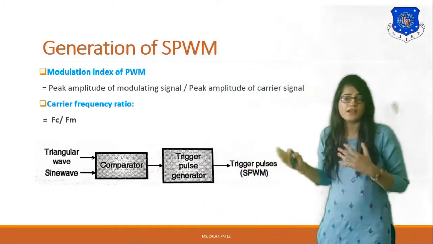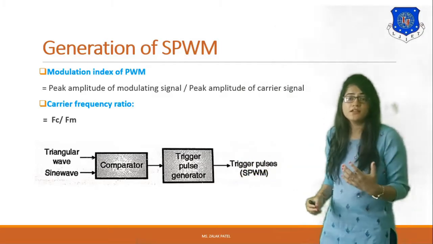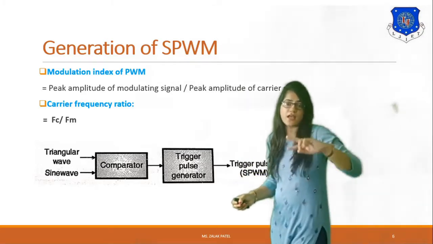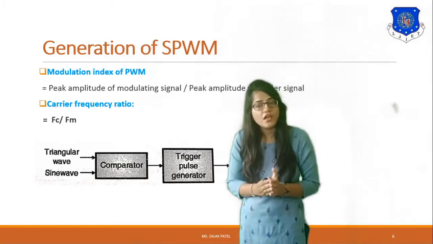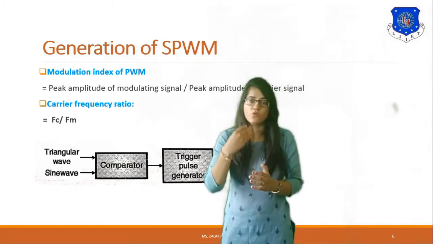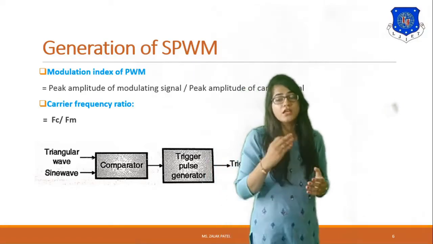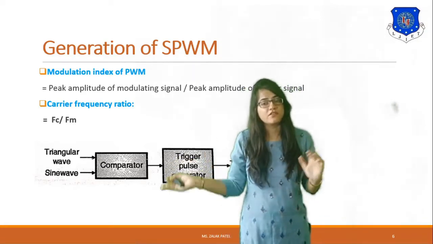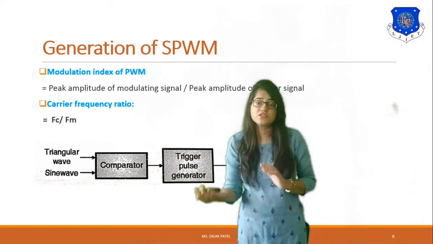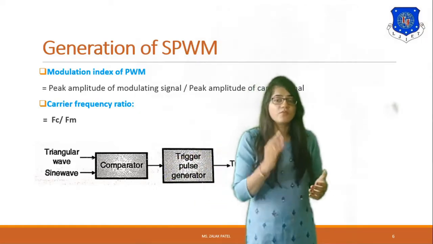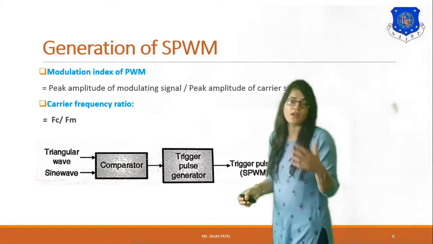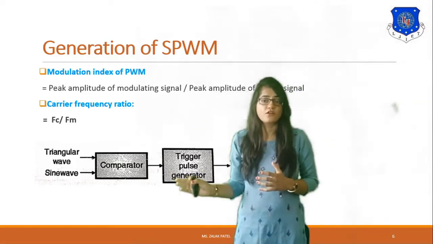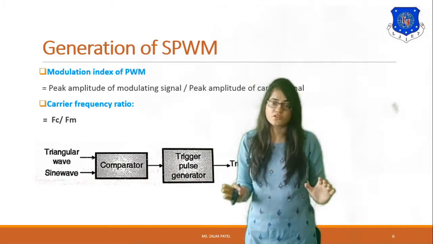At the output side, the sine wave is compared with the triangular wave signal. If the amplitude of the sine wave is greater than the triangular one, then the output signal will be generated. But if the amplitude of the sine wave is lower than the triangular wave, then the output is not generated.